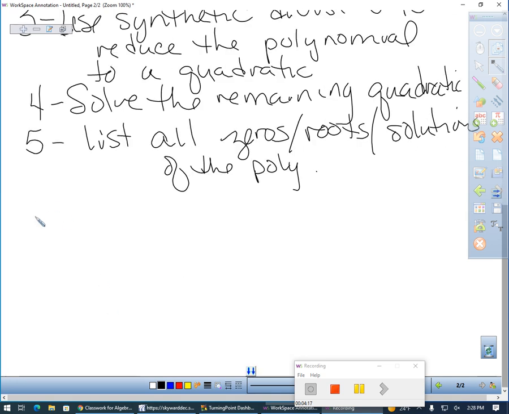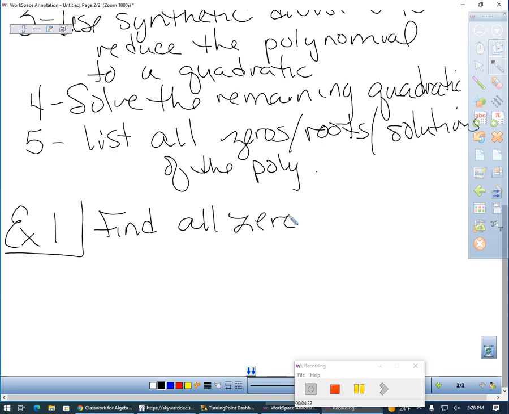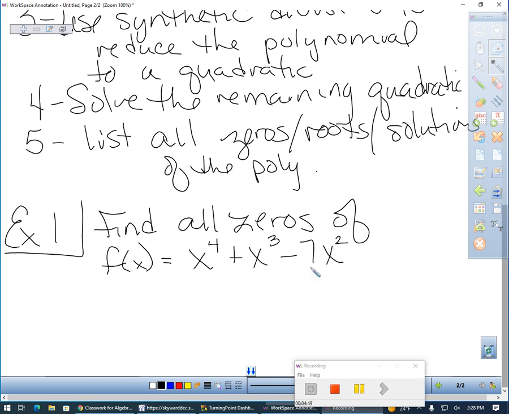All right. So here is example number 1. We are going to go through these steps. And let's start off with: find all zeros of f of x equals x to the 4th plus x to the 3rd minus 7x squared minus 9x minus 18. All right.